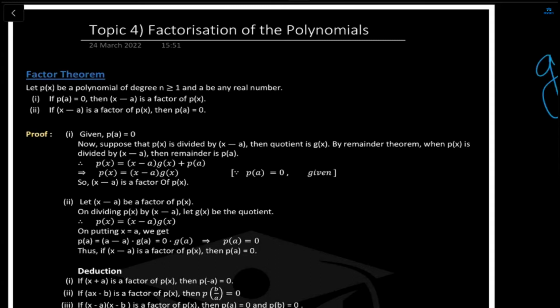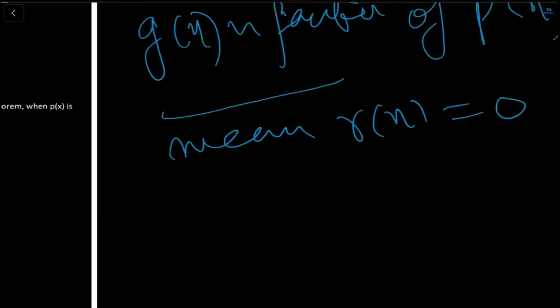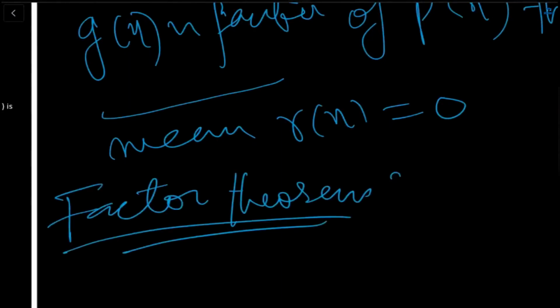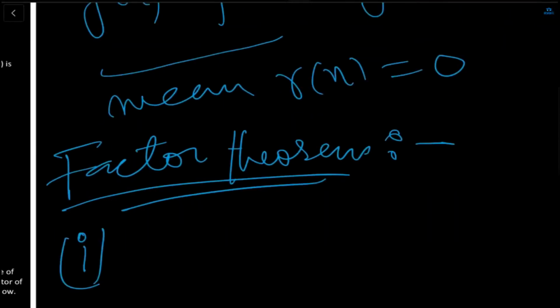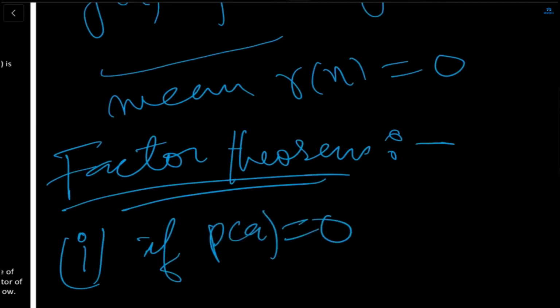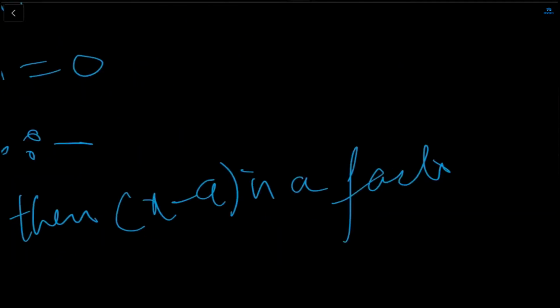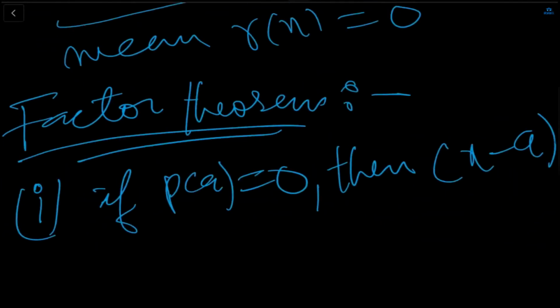Now let's see the proof. For the first one, that p(a) is equal to 0. Factor theorem. Now if you see the factor theorem, the first one, what does it say? If p(a) is equal to 0, then x minus a is a factor of p(x).